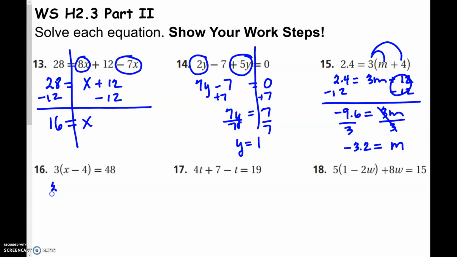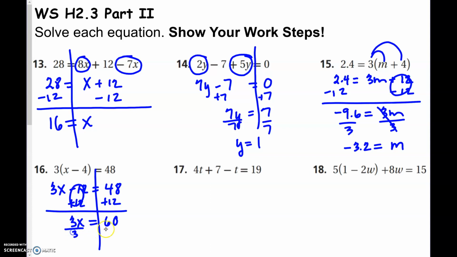All right, number 16, let's do this distributive property. So it looks like we have 3x, and 3 times negative 4 is a negative 12. Now it looks like we need to add 12 because that says negative 12. We are going to add 12 to both sides, so this is going to cancel out. So we have 3x equals, and 48 plus 12 is 60. 3 times x, so the opposite of times is divide. We're going to divide both sides by 3. So x is 20.